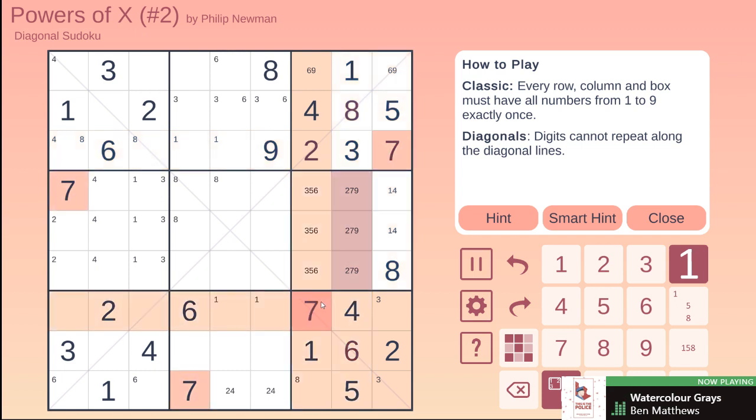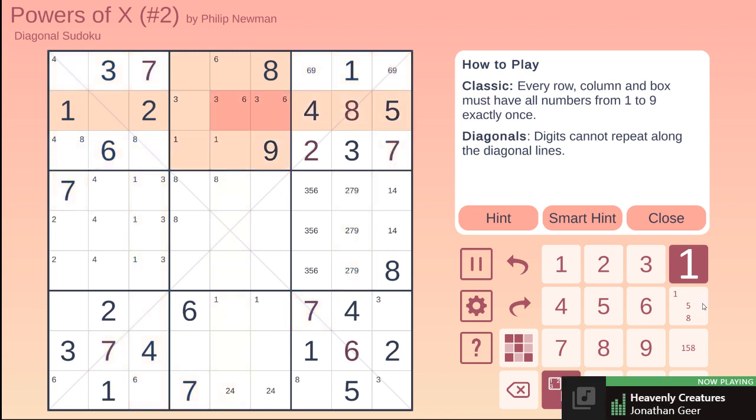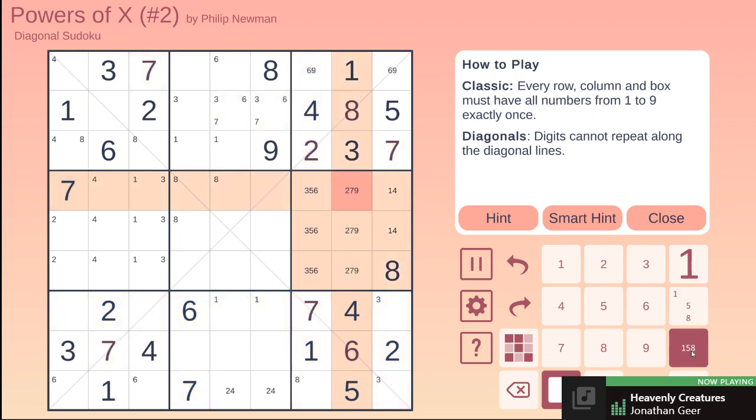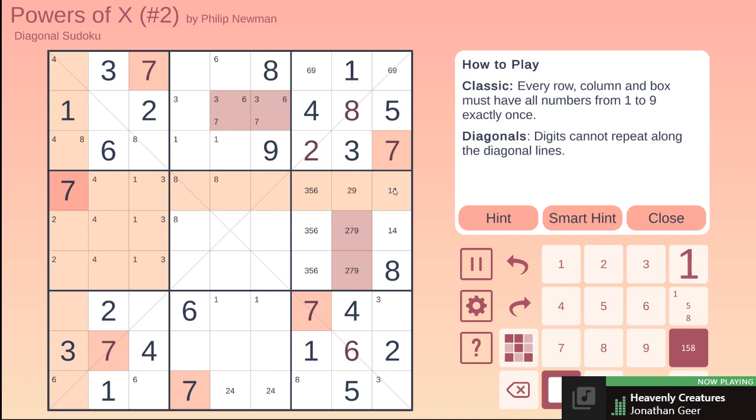Which means this is a 7. Which means this is a 7. Okay. Which means one of these is a 7. And we don't... This can't be a 7. We know that as well. Okay, okay. That's good. That's very good.